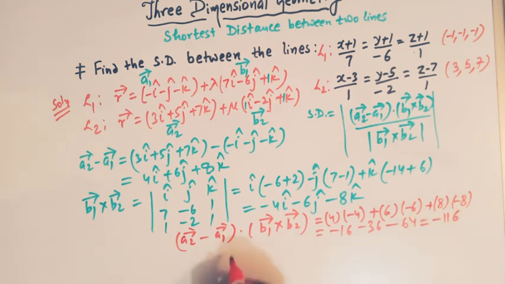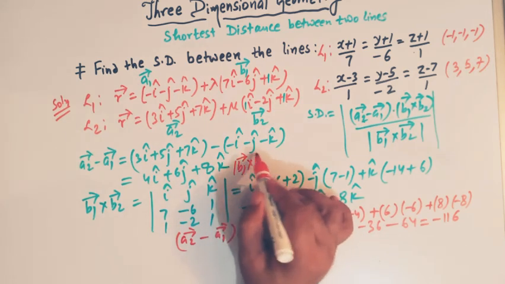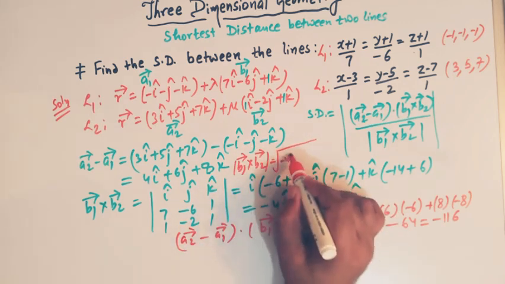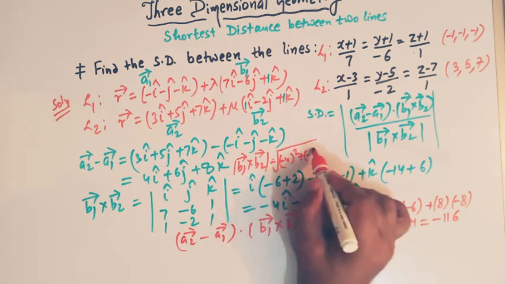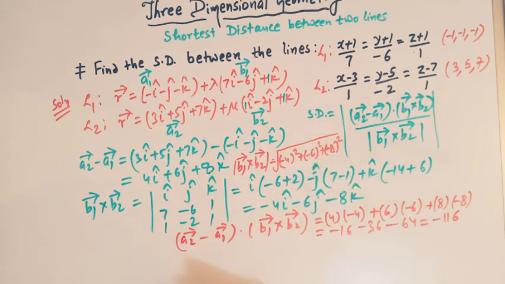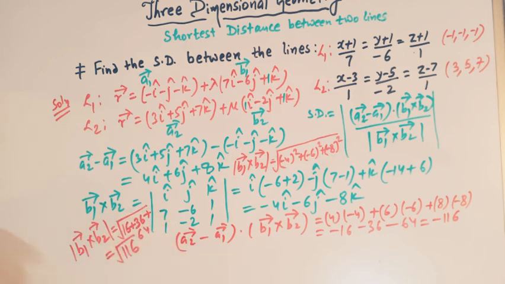Okay, and the magnitude of b1 cross b2 is given by the square root of minus 4 squared plus minus 6 squared plus minus 8 squared, right? And the magnitude of b1 cross b2 is given by 16 plus 36 plus 64, and this is equal to square root of 116, right?